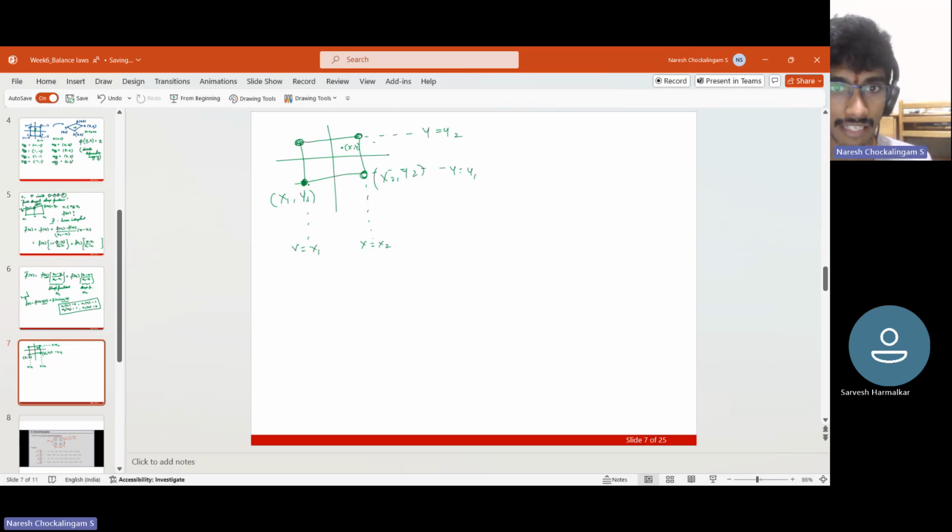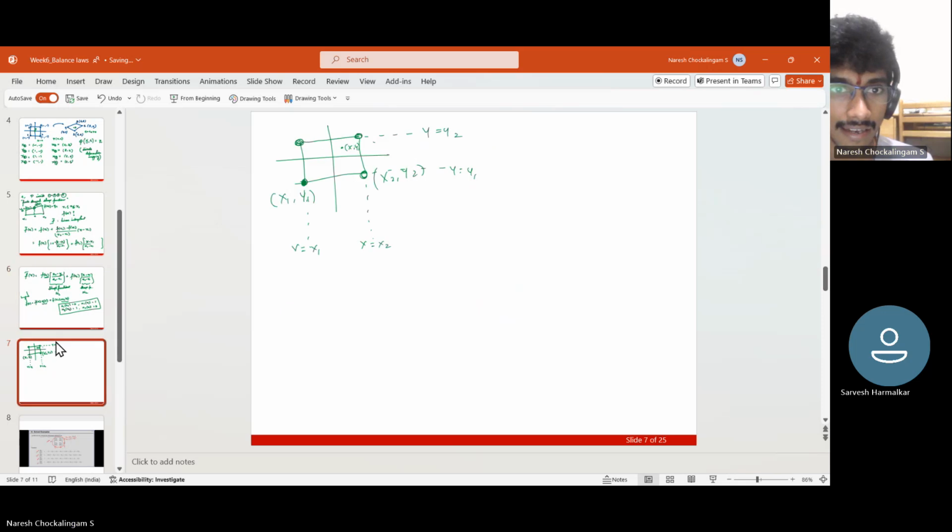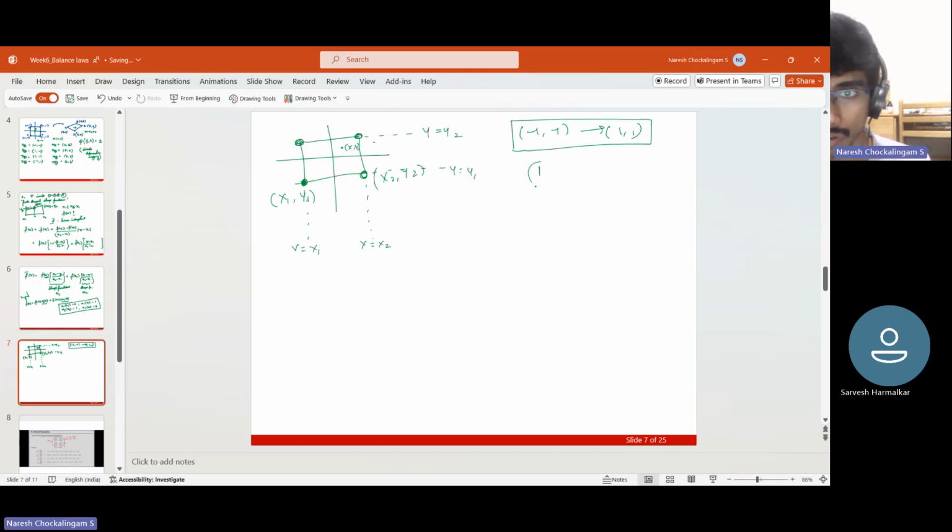Now, if you want to write down the shape functions here, let us start with the basic n1 in 1D. For simplicity, let us take the square from -1 to 1, the unit square. So node 1 is -1 comma -1. Node 2 is 1 comma -1. Node 3 is 1 comma 1. And node 4 is -1 comma 1.